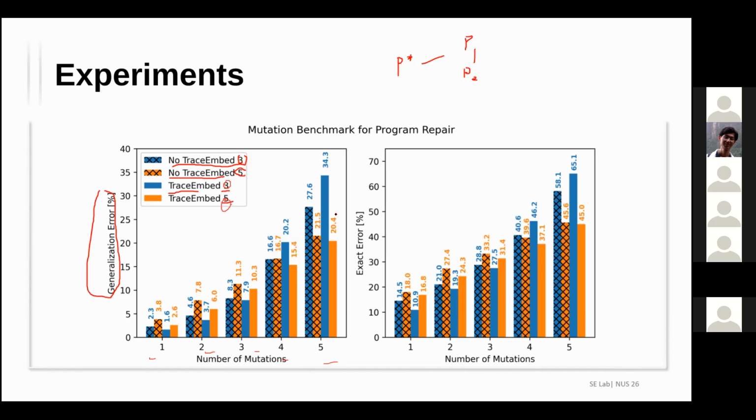If we look at the number of mutations, the one that was trained on 5 mutations performs the best, which makes sense. But if we focus on this blue part here, we can see that the one with trace embedding that was trained on 3 mutations performs worse than the one with no trace embedding on 3 mutations. So the observation here is that there's overfitting, severe overfitting.